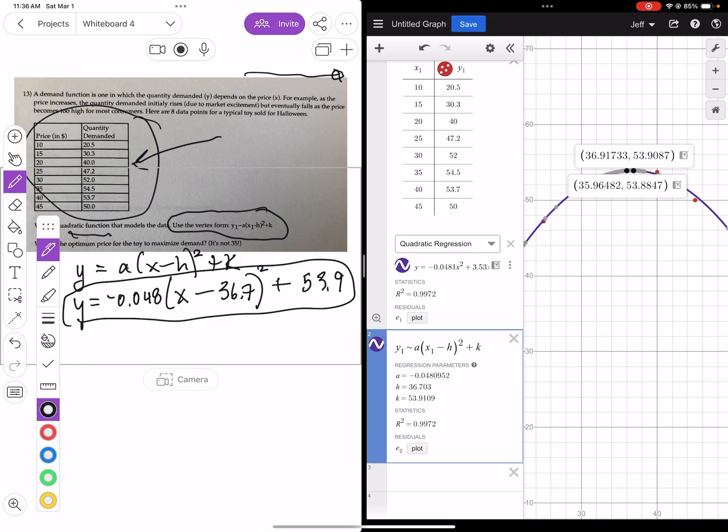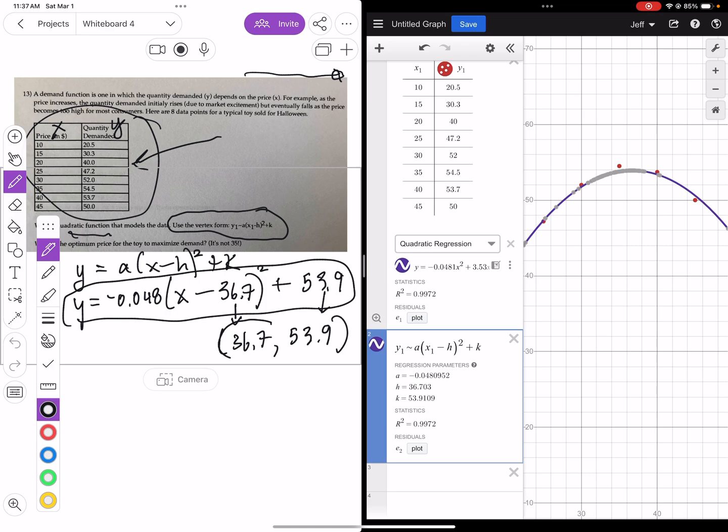Now, on the graph, it'd be nice. It's odd that they show so many dots. See the gray dots there? Those are all points that are on the graph. But I can't sort of narrow down which one's the top. But if I have the thing written in the vertex form, this will be the x value of the vertex, 36.7, and this will be the y value, 53.9. And so this is x and this is y.